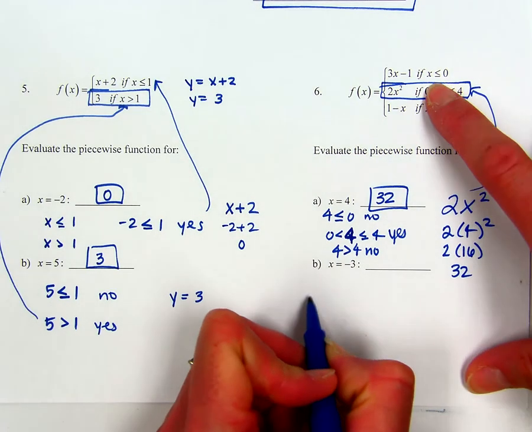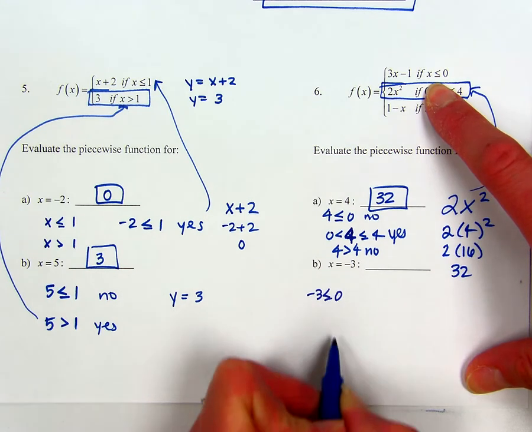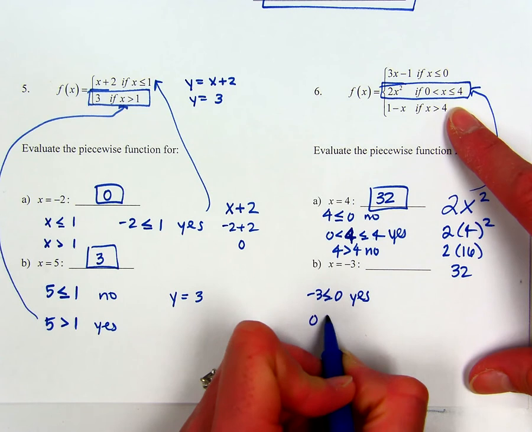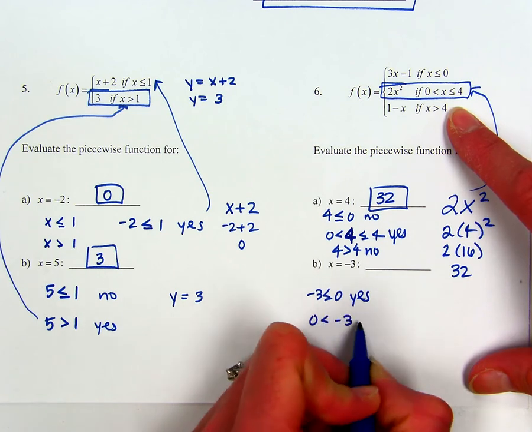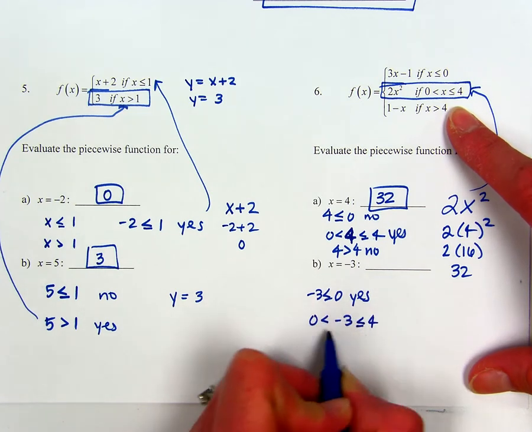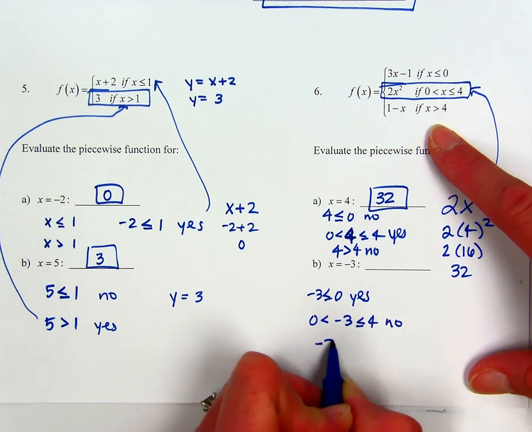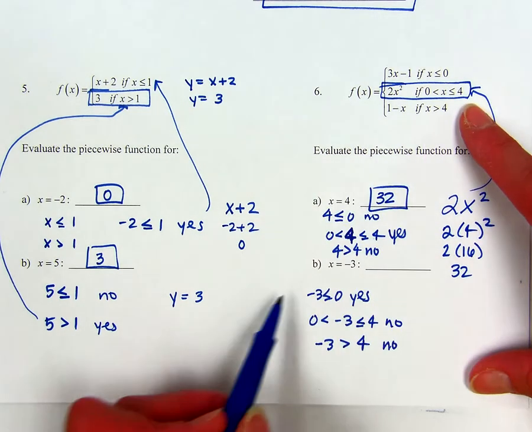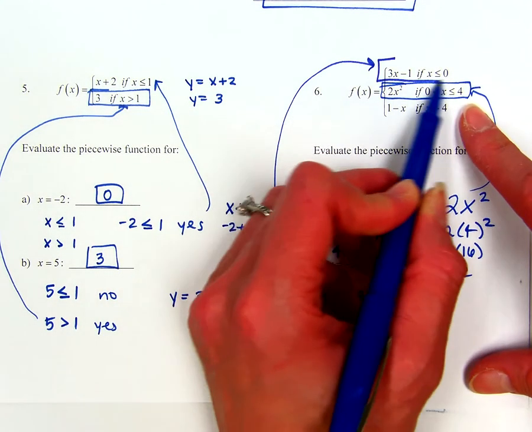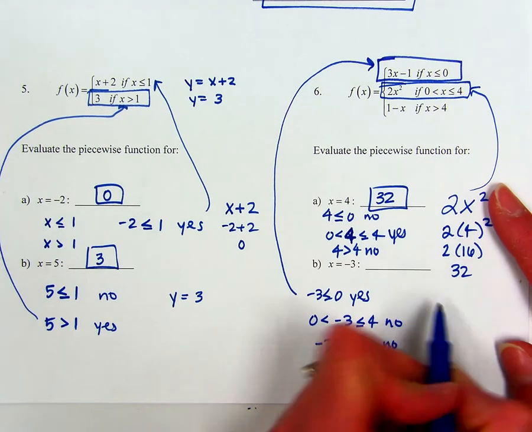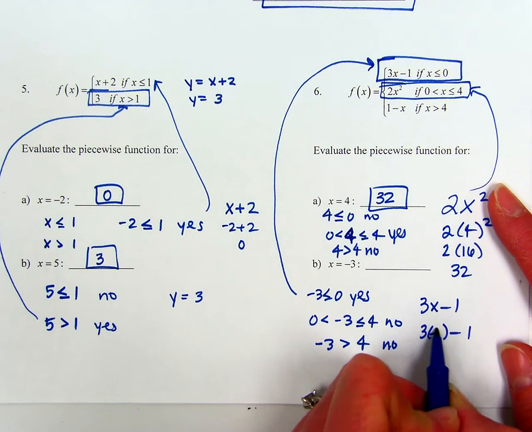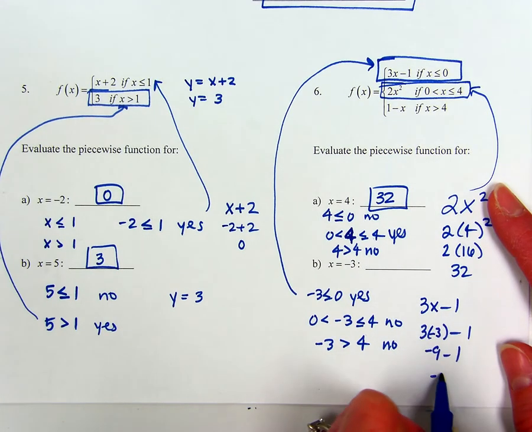All right, and then last one, negative 3. Is negative 3 less than or equal to 0? Yeah. So I know it's going to be that one, but just to prove that it doesn't work in the other ones, is negative 3 greater than 0 but less than or equal to 4? It is less than 4, but it's not greater than 0, so that's a no. Is negative 3 greater than 4? No. All right, so the only one it works for is this one. So I know I'm going to substitute in 3x minus 1. The number I'm putting in is negative 3, so it's negative 9 minus 1, which is negative 10.